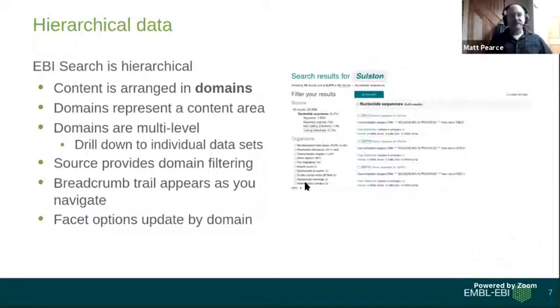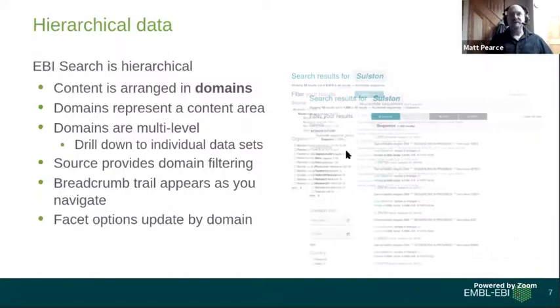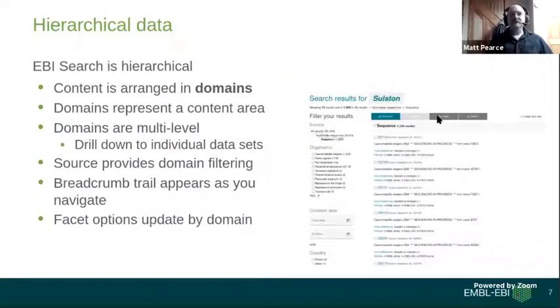And additionally, you'll notice that the facet options here on the left-hand side update by domain. So within nucleotide sequences, which is a mid-level domain, we just have organisms, which is a common facet across all of the nucleotide sequences. But if we drill down into the sequence domain, we get additionally creation date, country, and so on in the facets.